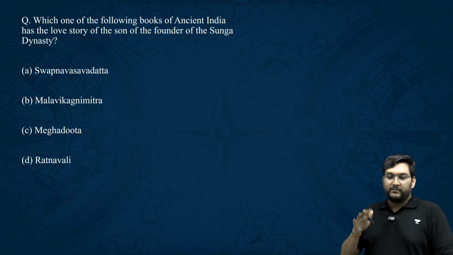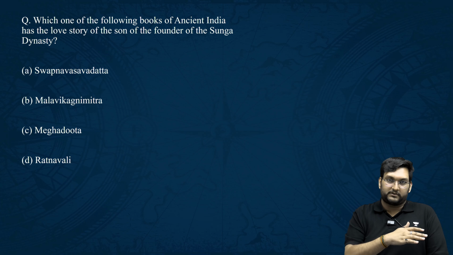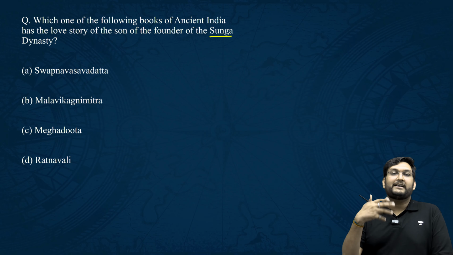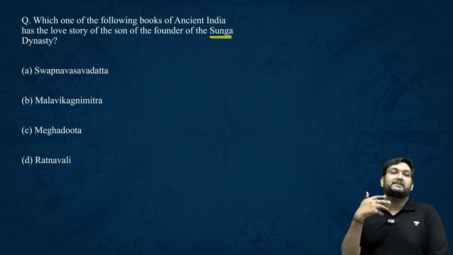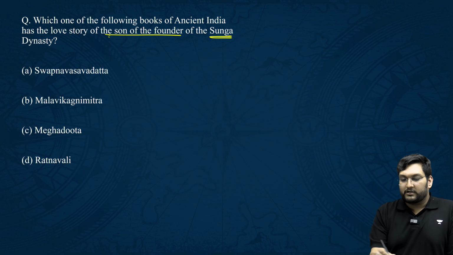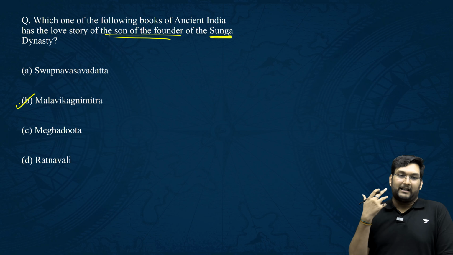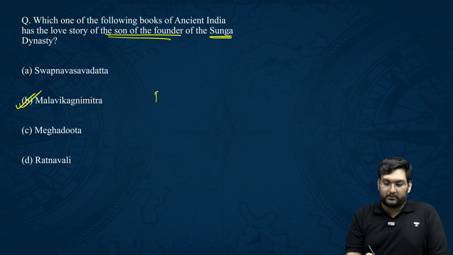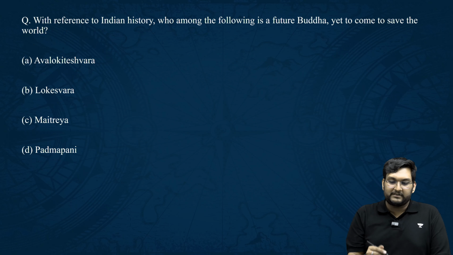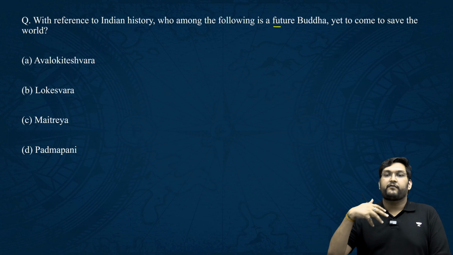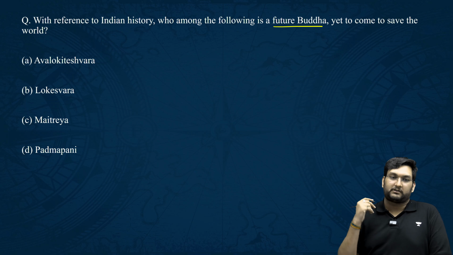At the same point of time, you have the other spectrum of the story, wherein you have the Shunga dynasty, which ruler is mentioned in one of Kalidasa's books. Here it is talking about Agnimitra and the name is Malavikagnimitra, but this is a factual question. This is the question which basically is tricky, because either you know it or you don't know it. For example, this one, which is the future Buddha as quoted under the Bodhisattva concept.